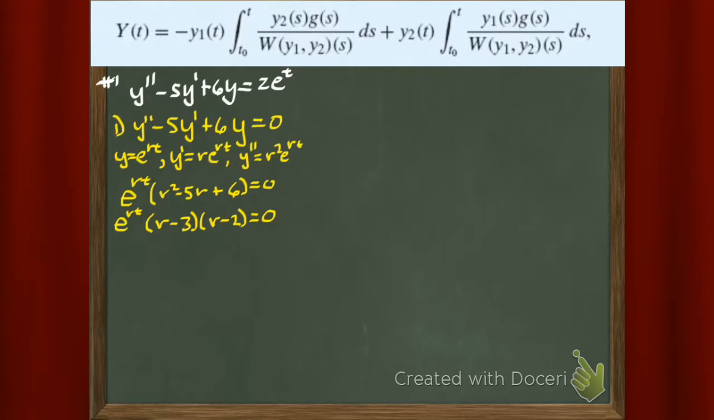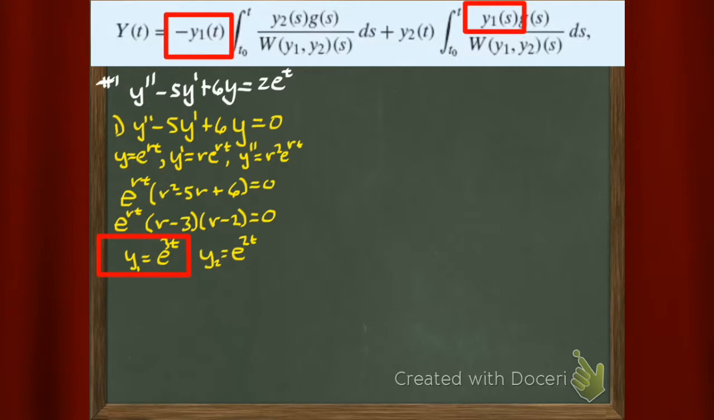We get our r's to be 3 and 2. That gives us our y1 and our y2. Where do those go? You're going to stick those everywhere you see your y1. And, consequently, you're going to do the same thing with y2. Now what do we need to do? We need to go and get our Wronskian. So, we get our Wronskian of y1 and y2.